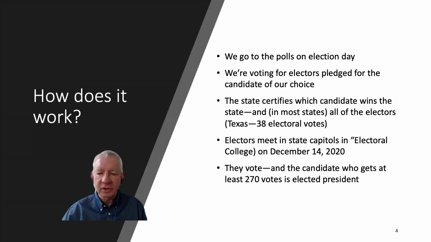And the way in which it works is this. We go to the polls on election day, when we vote for electors who are pledged for the candidate of our choice. So we don't really vote for the candidate, but we vote for electors pledged to that candidate. The state then certifies who it is who wins the state. So they sit down, count all the votes. Whoever it is who wins the majority of the votes in the state then gets all the electors that come along with that. In most states, it's every single one of the electors. In Texas, that means 38 electoral votes.